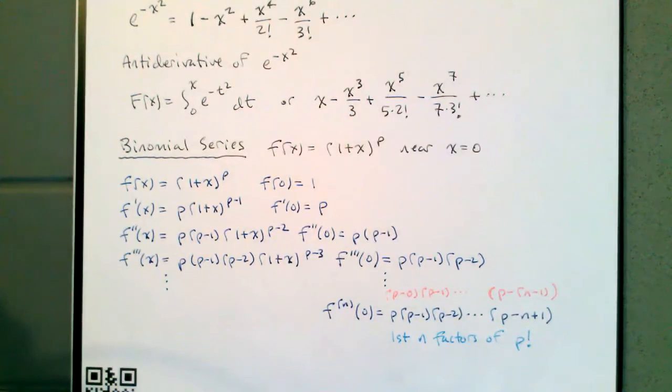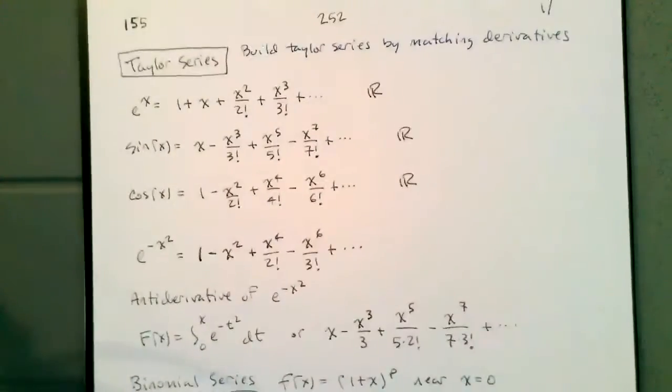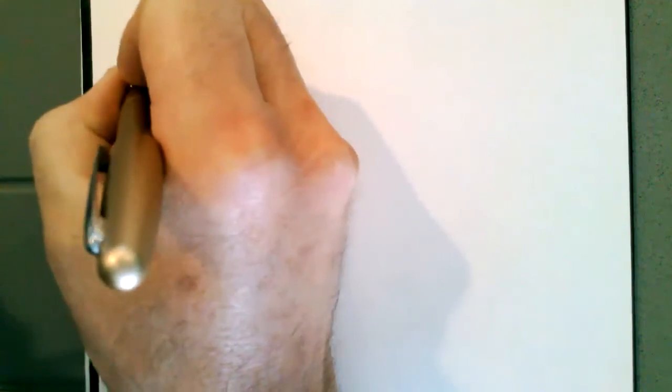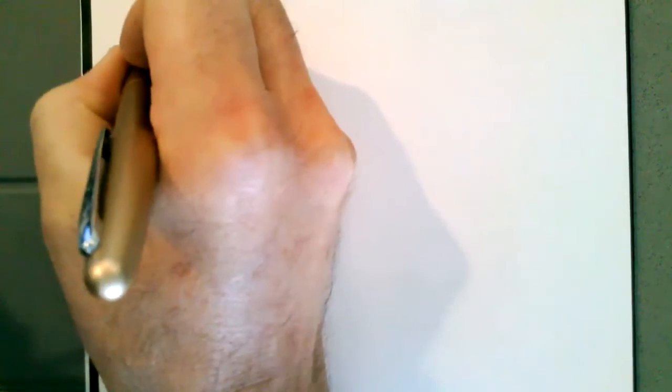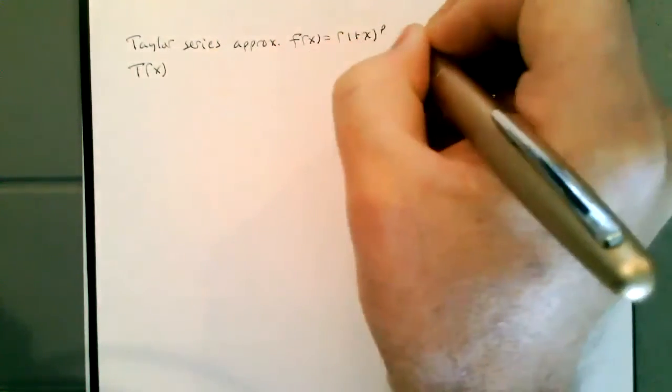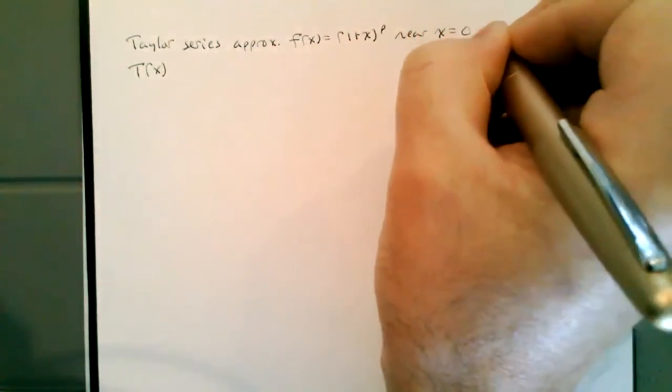All right. So this tells us what we need to build the Taylor series for 1 plus x to the p. So let's build the Taylor series. Immediately, we have to remember what the pattern looks like. So let's see. Let's build the Taylor series approximating f of x equals 1 plus x to the p near x equals 0.